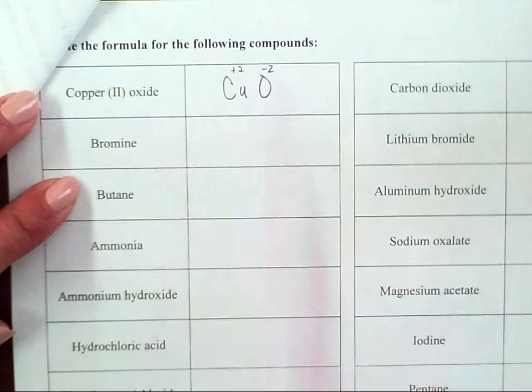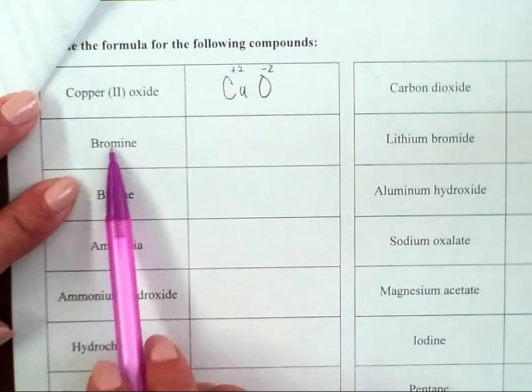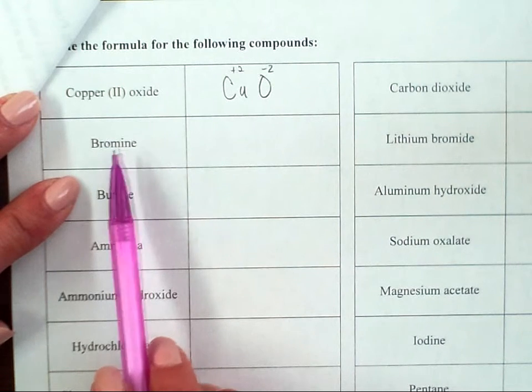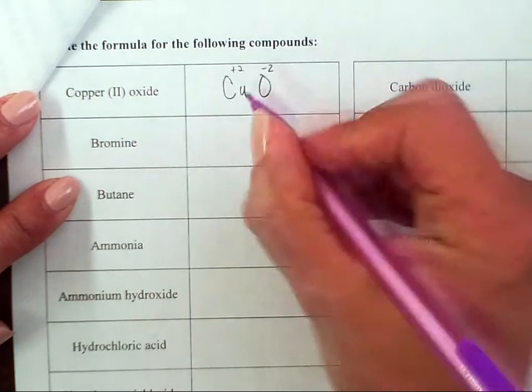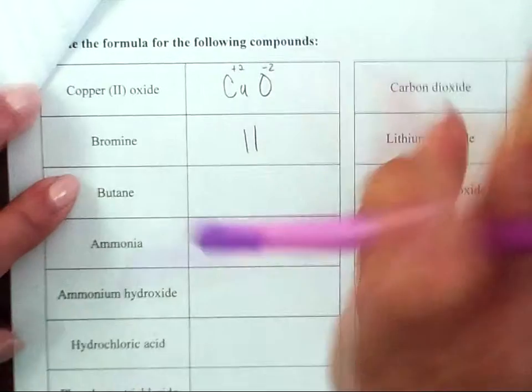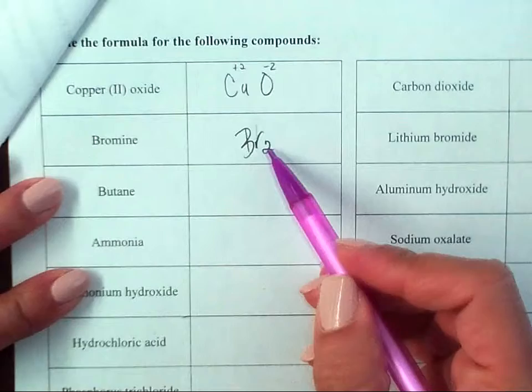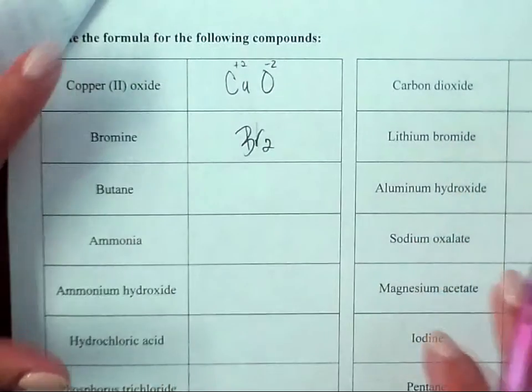The oxidation numbers have to equal 0 when added together. If it's a diatomic molecule, don't forget that they are actually diatomic. So bromine would have the little 2 there to indicate that it is a diatomic molecule.